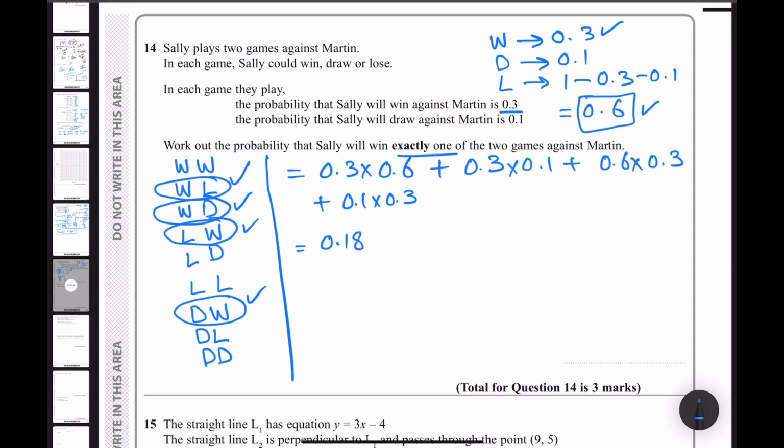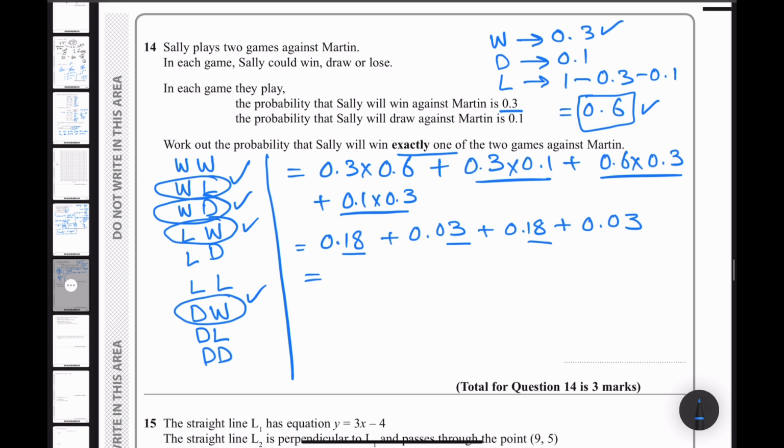Okay, plus again this one is 0.03. This will become 0.18 again, plus this will become 0.03. Now we'll just add them up. So it'll be just like 18 plus 18 is 36. 36 plus 3 is 39. 39 plus 3 is 42. Due to these decimals, it will become 0.42. So this will be your final probability.